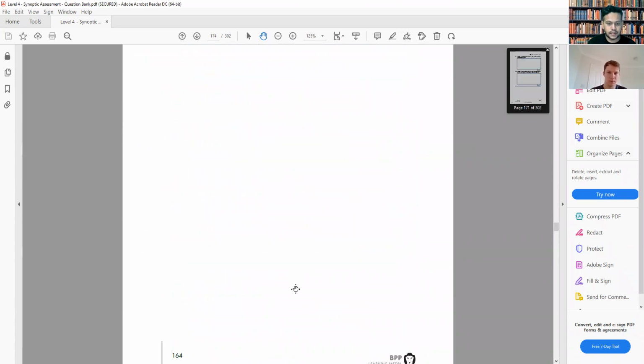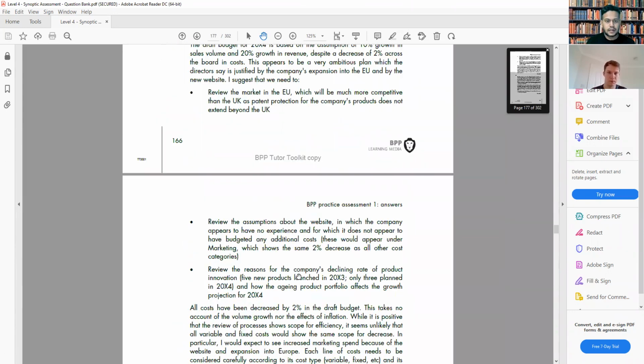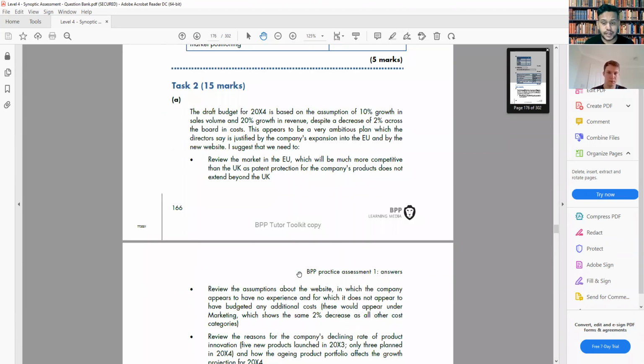So let's have a look. Okay, so this is the answer for question number 2. That's 15 marks. Here they said the draft budget for 2014 is based on the assumption of 10% growth in sales volume and 20% growth in revenue, despite a decrease of 2% across the board in cost. And this appeared to be a very ambitious plan, which the directors say is justified by the company's expansion into the EU. But I suggest that we need to review the market in the EU, which will be much more competitive.